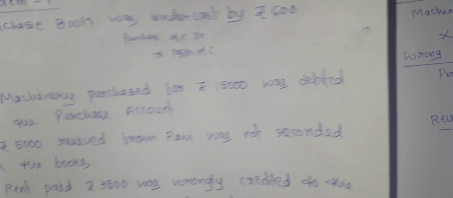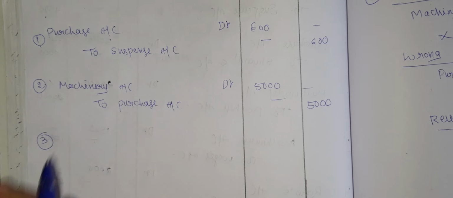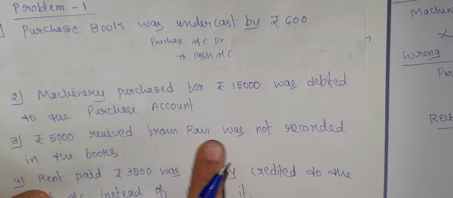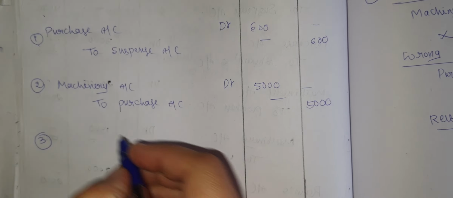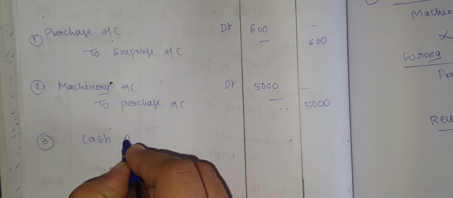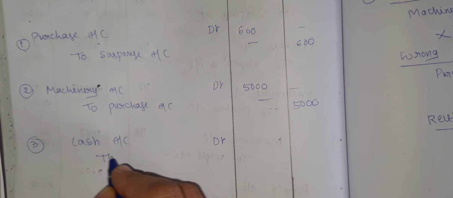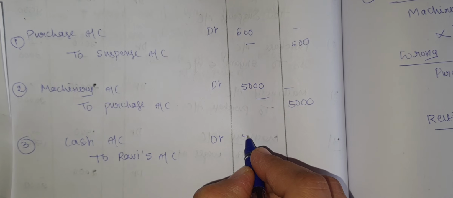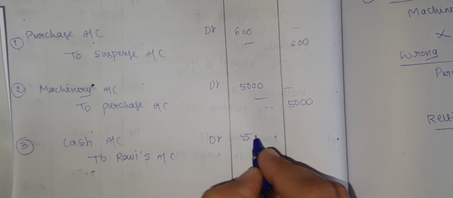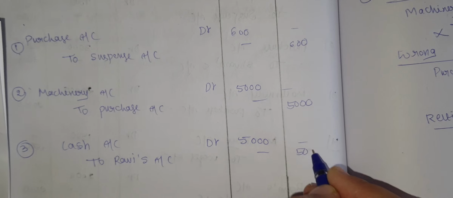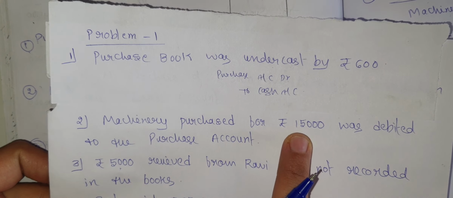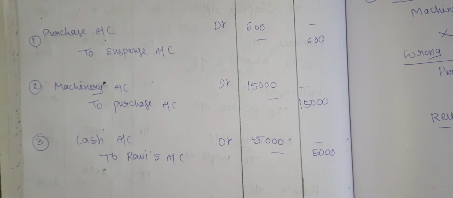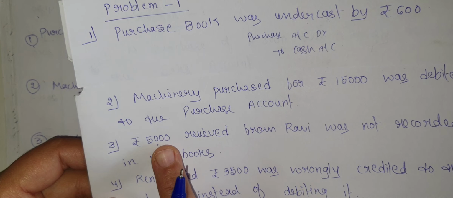Okay, what is the journal entry here? Rupees 5,000 received from Ravi means from Ravi. Cash account debit to Ravi's account. That is rupees 5,000. Sorry, here in the second transaction the amount is rupees 15,000. Okay, 15,000. And for the third transaction the amount is rupees 5,000.